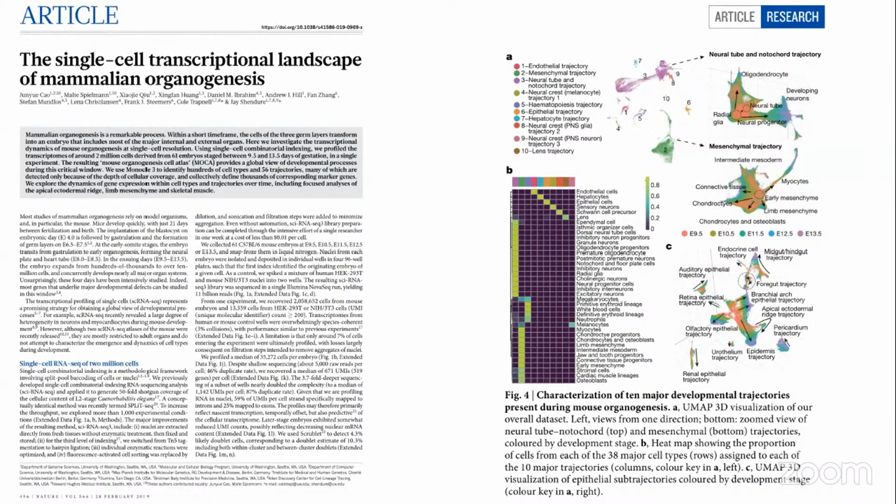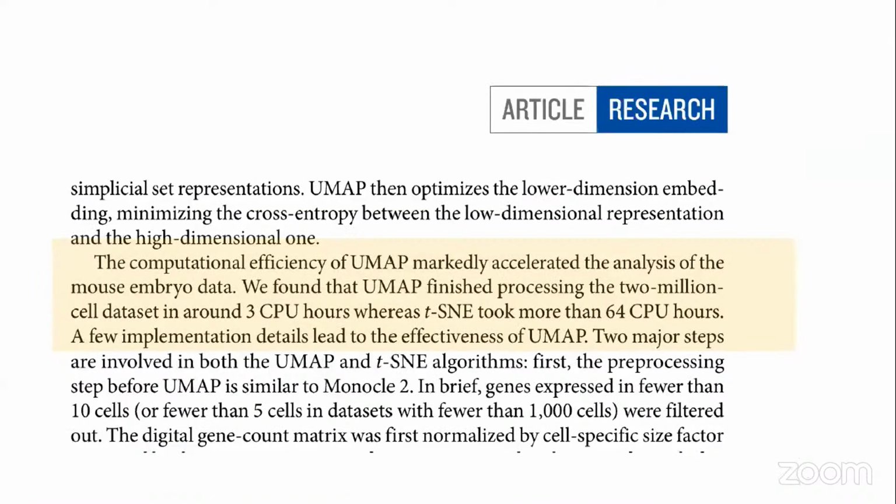So a lot of the plots they produce, they actually compare in this paper Geoff Hinton's t-SNE (t-distributed stochastic neighbor embedding) with UMAP, and here's what they said. Computational efficiency of UMAP markedly accelerated the analysis of mouse embryo data. We found that UMAP finished processing the 2 million cell data set in around 3 CPU hours, whereas t-SNE took more than 64 CPU hours. So here's one little data point showing that not only does it work well, but it is significantly faster.